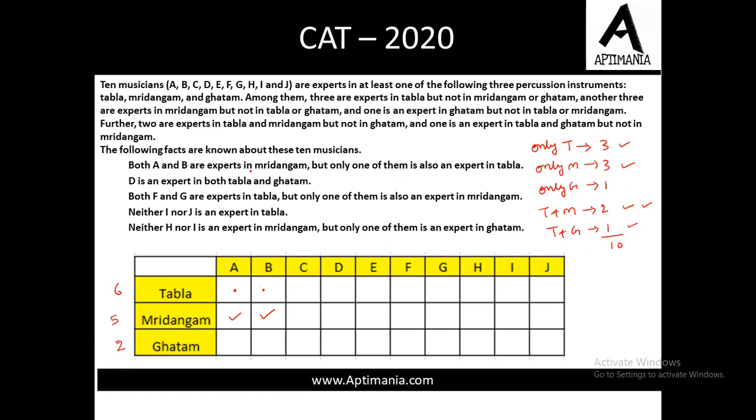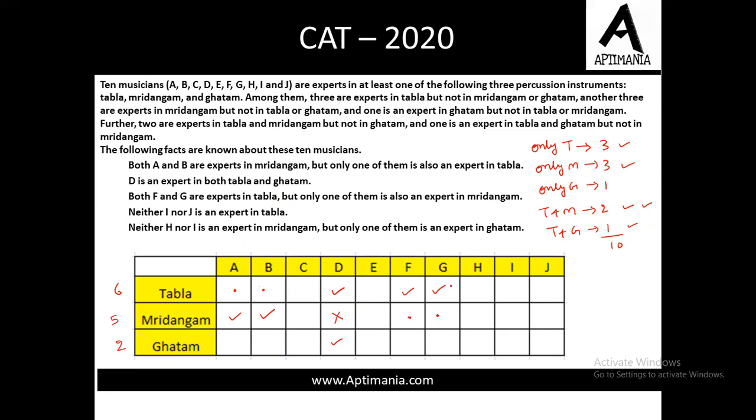Both A and B are experts in mridangam, but only one of them is also an expert in tabla. Further, D is an expert in both tabla and ghatam. And since no one is an expert in all three instruments, we can simply cancel this out. Fine. Now both F and G are experts in tabla, but only one of them is also an expert in mridangam. So only one of them. So again using this dot, one tick is going to come in one of these two, right?